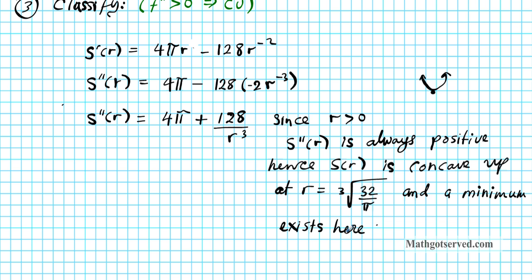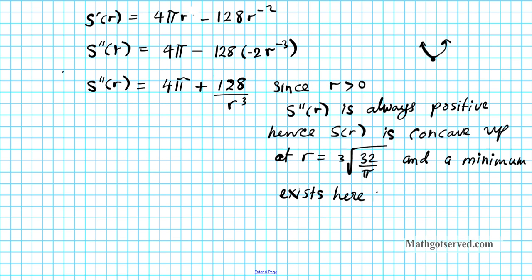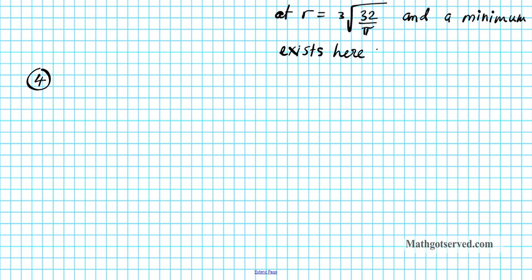Now we're going to shift to part 4, where we're going to state our conclusion. All right, so for this part, we know what h and r are. We're asked to state the dimensions of the steel cylindrical tank. We know that r is equal to the cube root of 32 over pi.